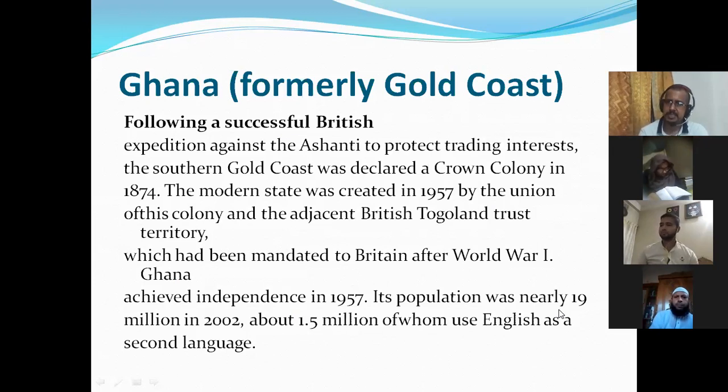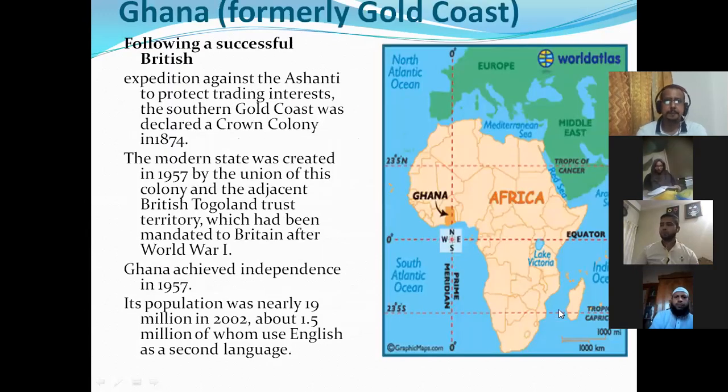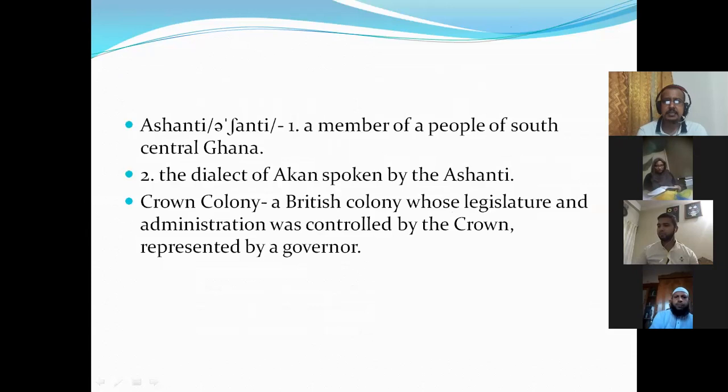So Ghana was a British colony, and nearly 1.5 million people of Ghana use English as their second language, not first language. And you see the map of Ghana. And Ashanti, a member of the people of central Ghana.